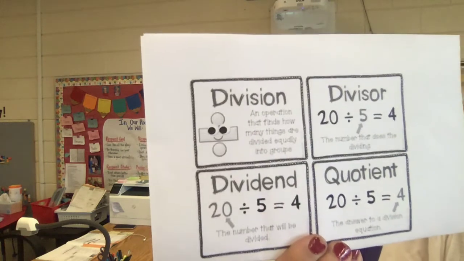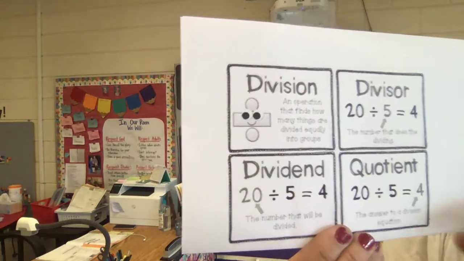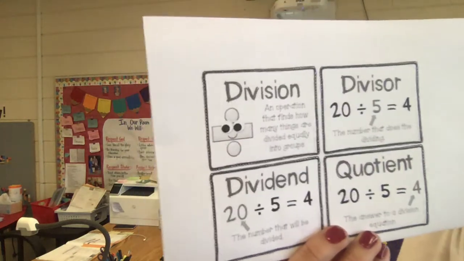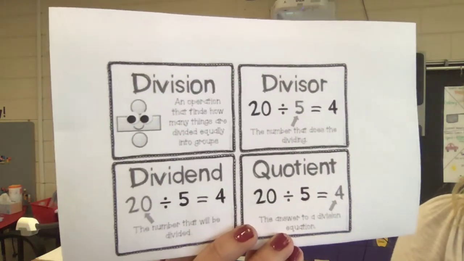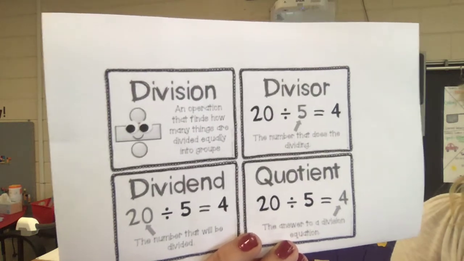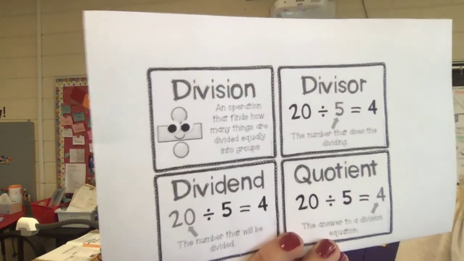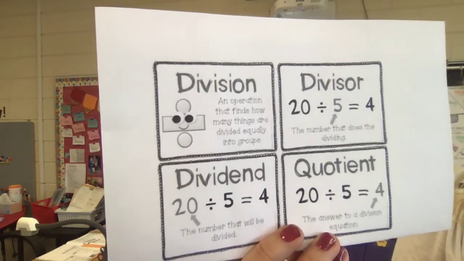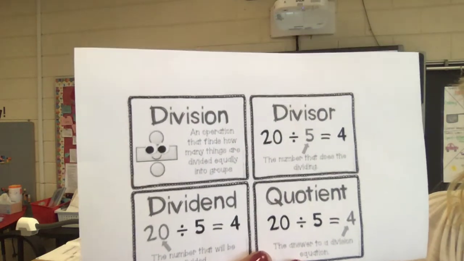Quotient you may have heard before. It is the answer to a division problem. Just like a product is the answer to a multiplication problem, and the sum is the answer to an addition problem, a quotient is the answer to a division problem. Difference is the answer to subtraction. So that's what quotient means, just the answer to your division problem.